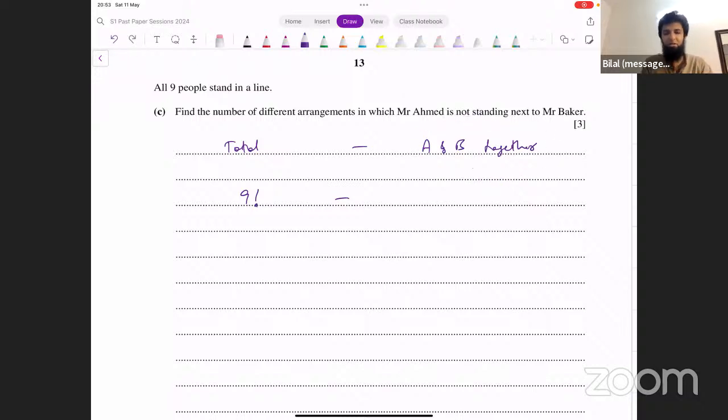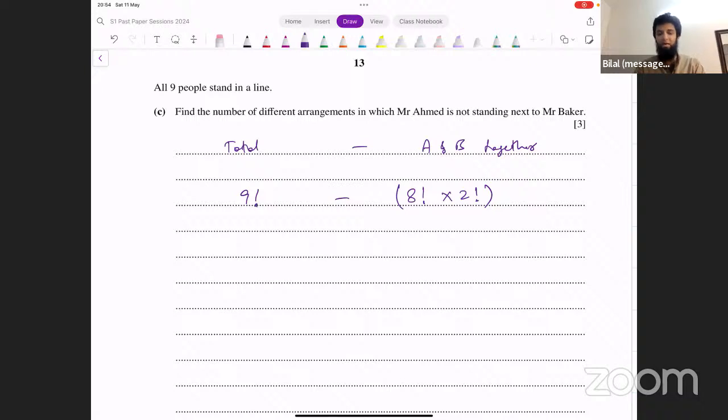If we put them in one single box, we've done this so many times now. How many boxes do we have? 8 boxes. We can arrange them in 8 factorial ways. However, then A and B can also switch places with each other, right? In how many ways can they do that? 2 factorial. That's what we get, right? So you can make those boxes representation.